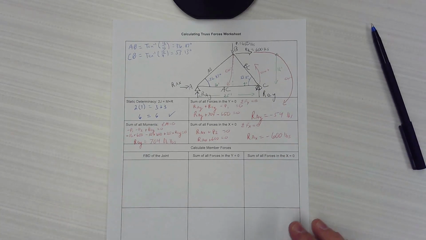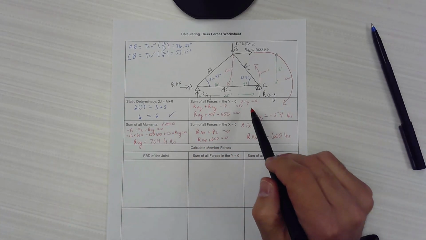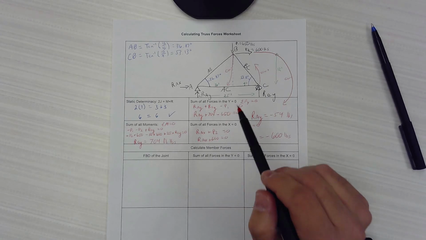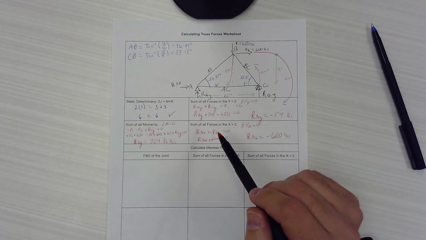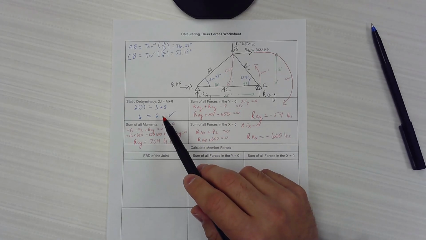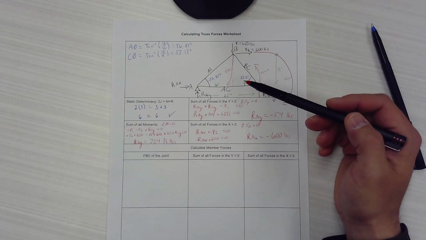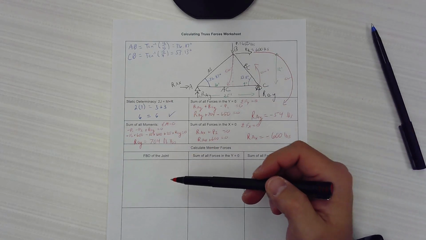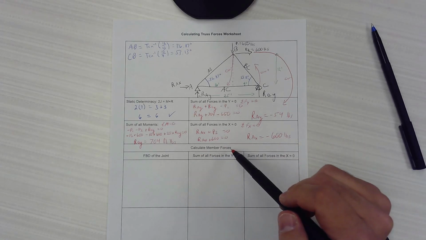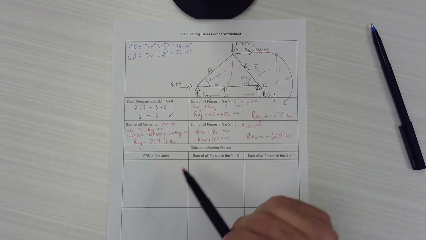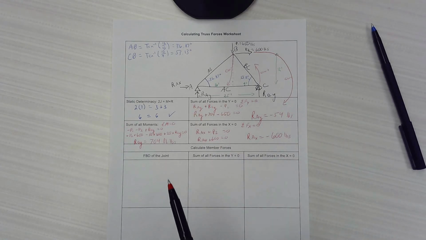Okay, so this in red was what we just did in the previous lesson for calculating moments. Blue was new for this lesson, static determinacy, because it relates to the whole truss. Now we have to go to each joint and calculate our member forces. So this is where force vectors from the previous lesson will come into play.